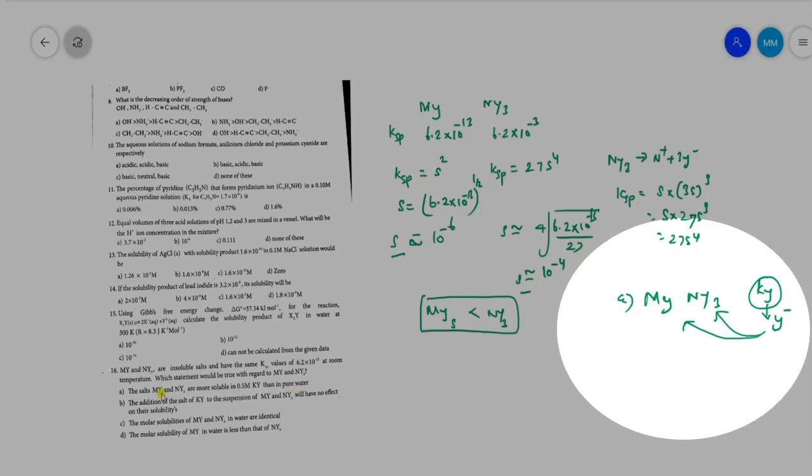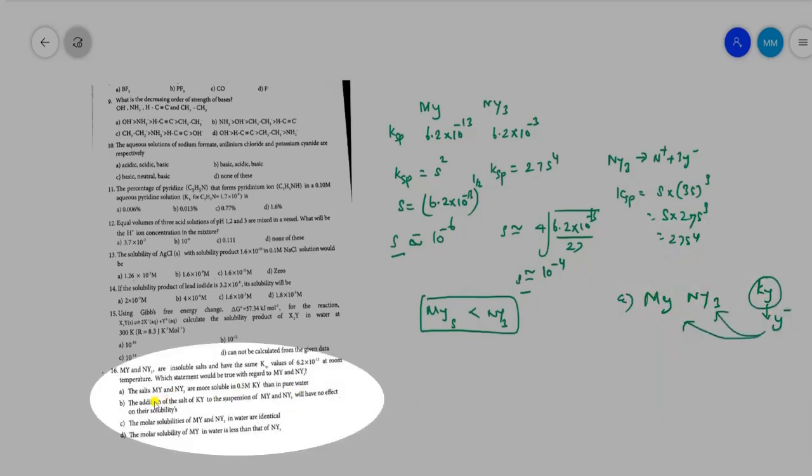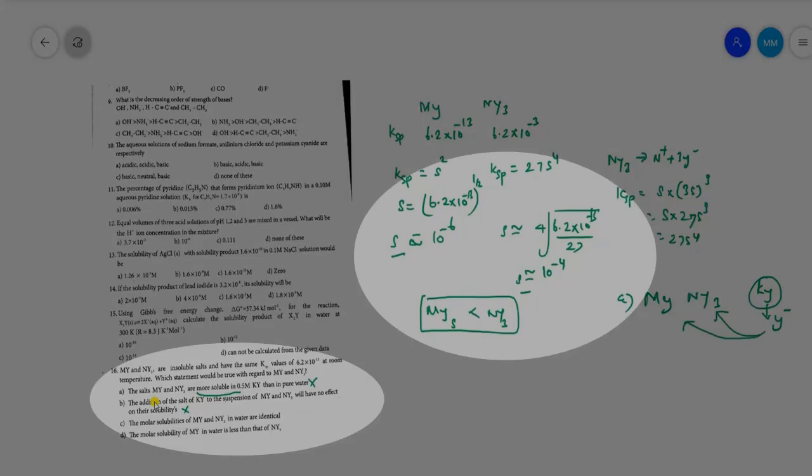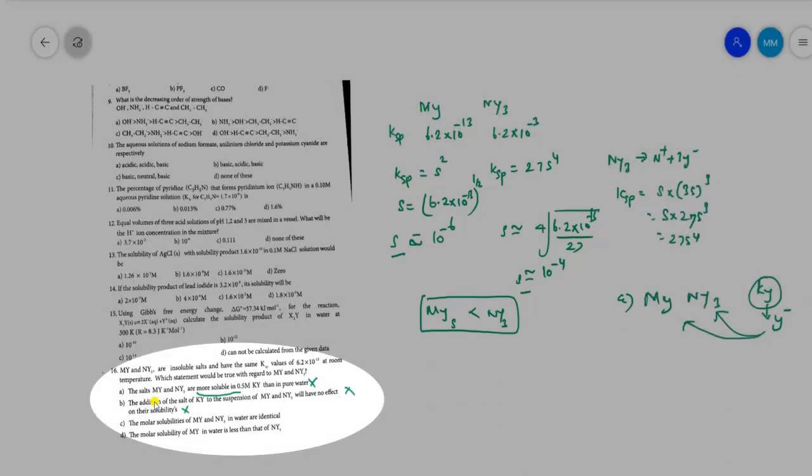But in the statement it is given that the salts of MY and NY3 are more soluble in KY than in pure water. It is less soluble. So this statement is wrong. The second one, the addition of salt of KY to the suspension of MY and NY3 will have no effect on their solubility. It is also wrong because the solubility will decrease in the presence of Y minus. So here also wrong.